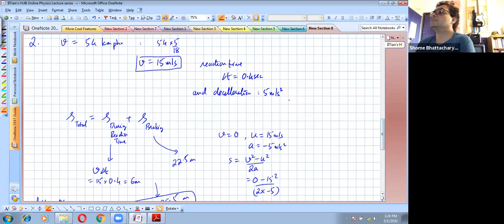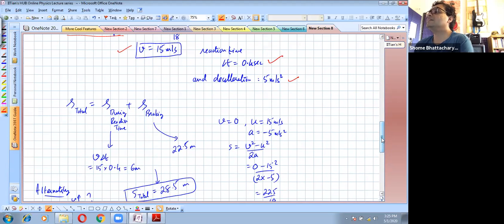So this is the data of the question: that his reaction time was this much, and his rate of deceleration was this much. And the initial velocity was this much, going at a constant velocity of 54 kilometers per hour. So from this, we have to find out the total displacement from the time he felt the need to brake.